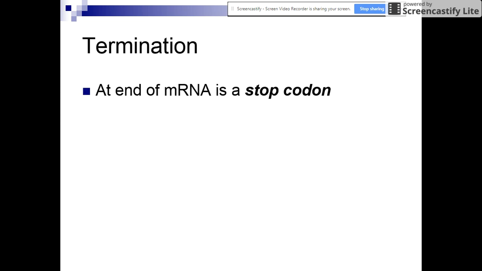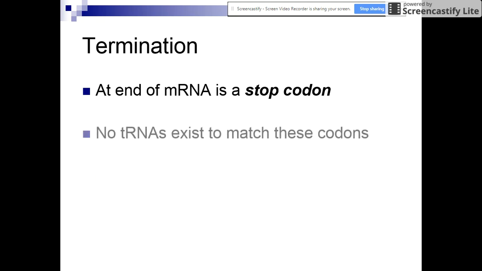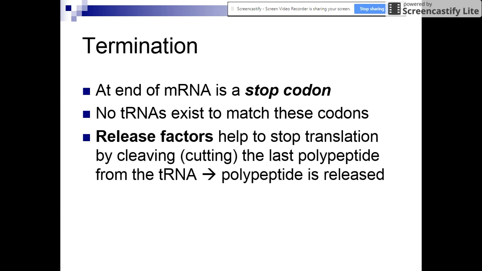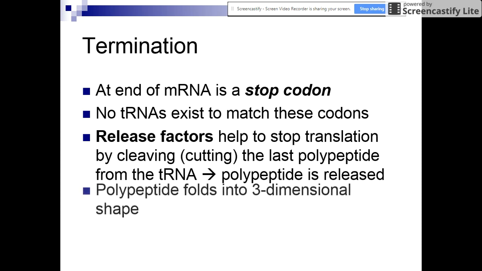That is until you reach a stop codon. So the end of the mRNA is a stop codon. Remember, there's 3 different stop codons. So when the ribosome reaches that, and that is now exposed at the A site, there's no tRNA that matches up with it. So no tRNA comes in. Instead, what happens is a release factor protein comes in. And what that's going to do is it's going to cut the polypeptide chain from that last tRNA. And now the polypeptide is released.